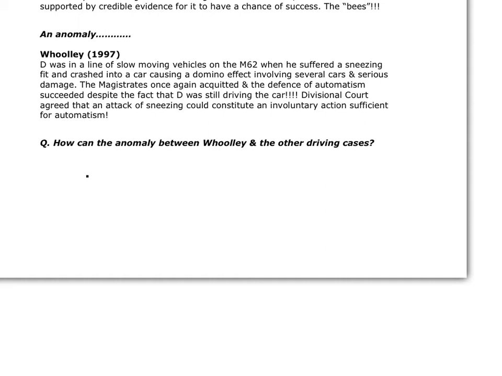However, to distinguish Woolley, he had no warning at all. His sneezing fit came on in seconds, and this all happened at the same time. So actually his culpability is much, much less. So therefore we can justify a different decision. Still confusing, but we can justify how this was decided differently.